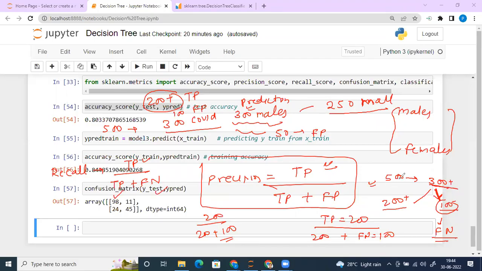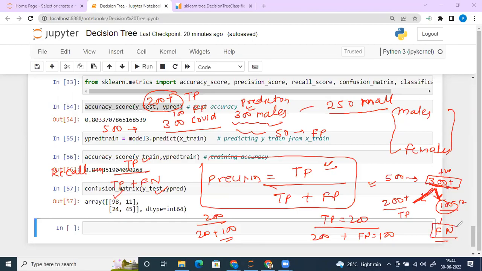I'm repeating once again. 500 people came for the test, out of which 300 actually were COVID positive. But when you conducted the test, your test found that 200 are positive out of these 300. Out of the actual positive, 200 are predicted positive and 100 are predicted negative. Which it is predicting correctly will be known as true positive. And for 100, it is predicting they are not COVID positive. So actually they are positive, but your model is predicting them negative.